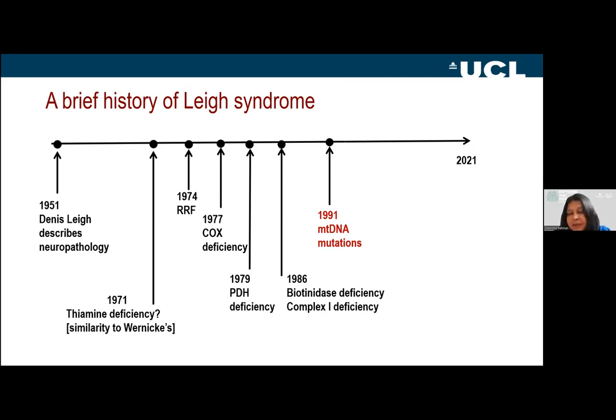And then also other biochemical defects reported, including biotinidase deficiency and mitochondrial complex 1 deficiency. So this was a very large number of biochemical defects already, which was causing a lot of confusion. And then in 1991, so 10 years after the first human genome mapping project had been completed, that was the mitochondrial genome, mutations in the mitochondrial DNA were linked to Leigh syndrome.